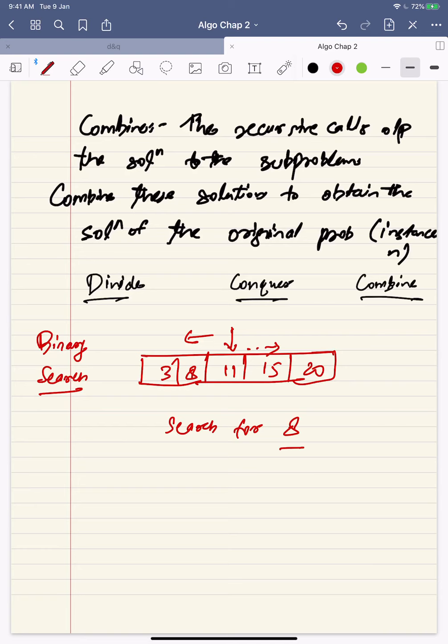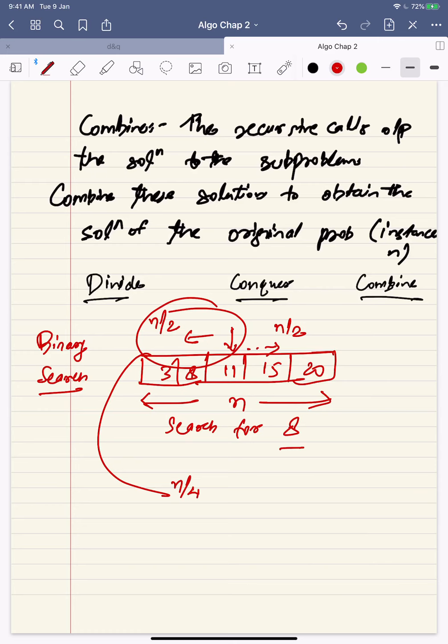Okay. So what is happening? You're dividing the original instance of size n. Originally it is of size n, and you're dividing it into subproblems of size n by 2, n by 2. So this is the conquer step. Now again you divide into n by 2. Again you go to the middle element and see whether you have to go left or right. So again this n by 2 will go into n by 4, n by 4. Two subproblems. Then you go to only one of these.